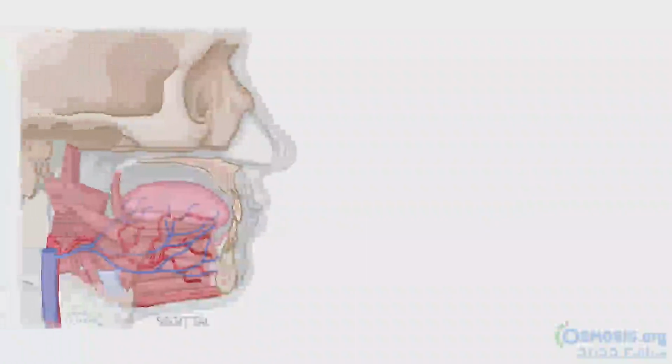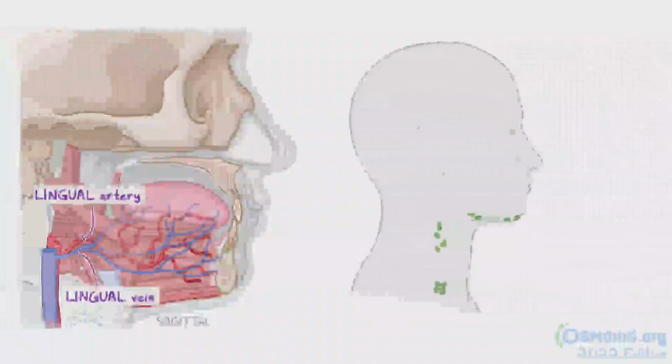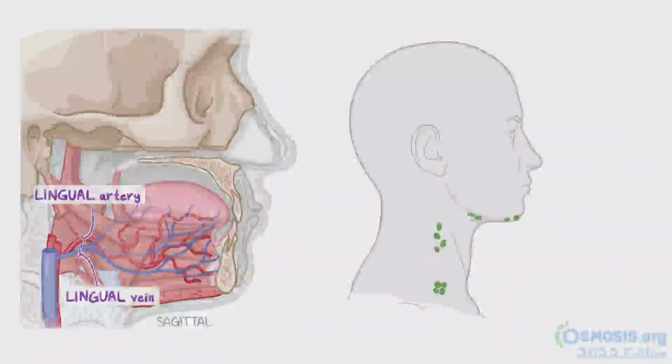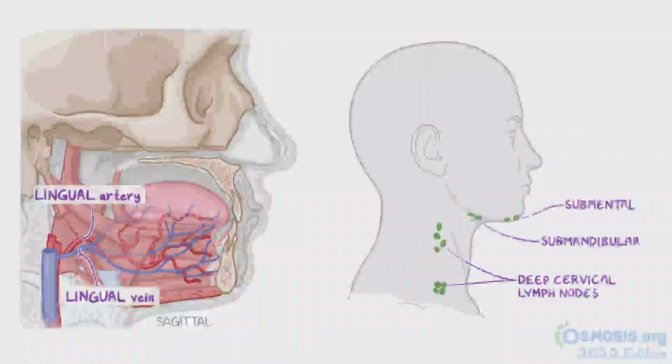Blood supply to the tongue is mostly through the lingual arteries, while venous blood is drained via the lingual veins. Lymph from the tongue drains to the superior and inferior deep cervical lymph nodes, as well as the submandibular and submental lymph nodes.